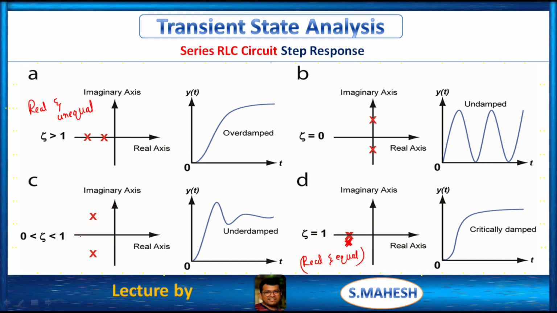When it comes to zeta less than 1, we have complex conjugate poles. That is an underdamped system. If zeta is more than 1, overdamped. If zeta is equal to 0, we have plus 2j and minus 2j, both present on the imaginary axis. That is an undamped system. Zeta equal to 1 is critically damped. So if it is equal to 0, undamped; if less than 1, underdamped; if more than 1, overdamped. So this is about second order step response.